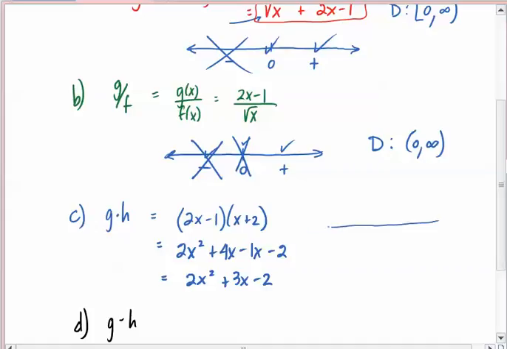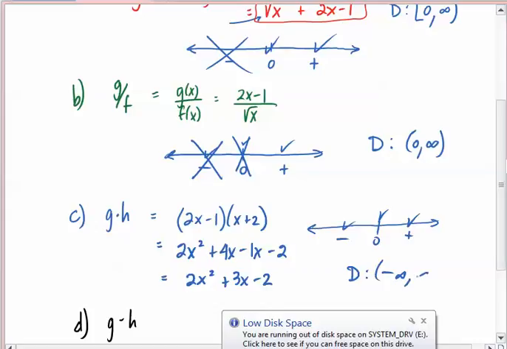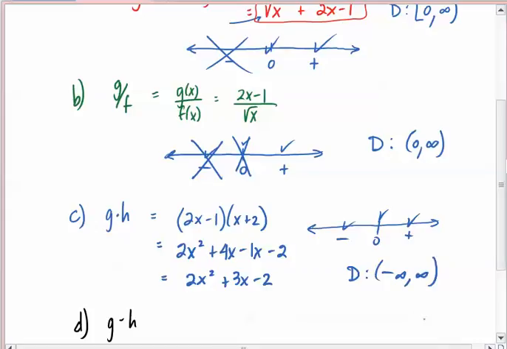I'm going to bring my number line right over here. And you can already tell what the domain is going to be for this one because it's really simple. I don't have any denominator. I don't have any radicals. And so it's going to be fine to put in any value for x. This is a polynomial, and the domain for polynomials is negative infinity to infinity. Any value of x works. So that was quite simple.